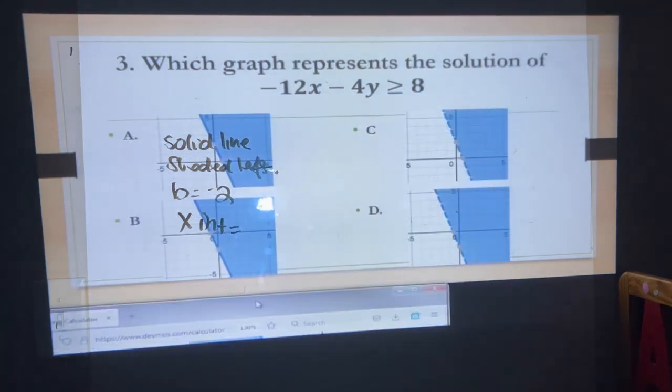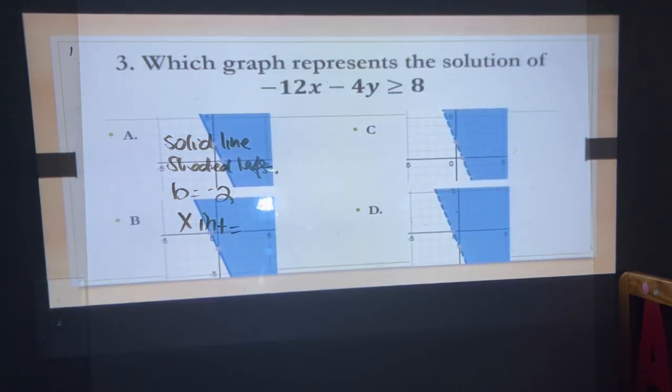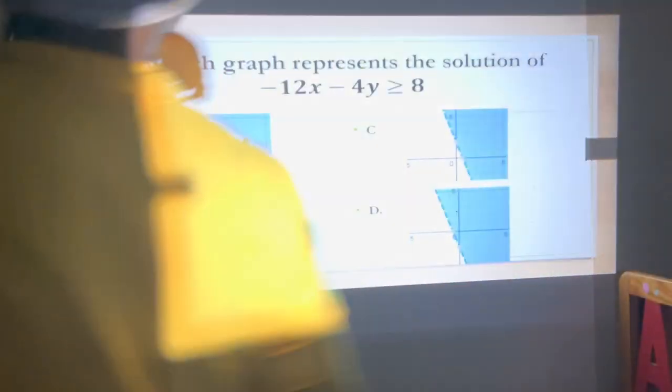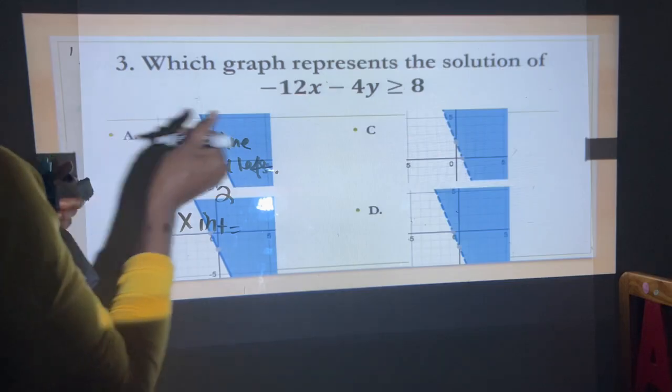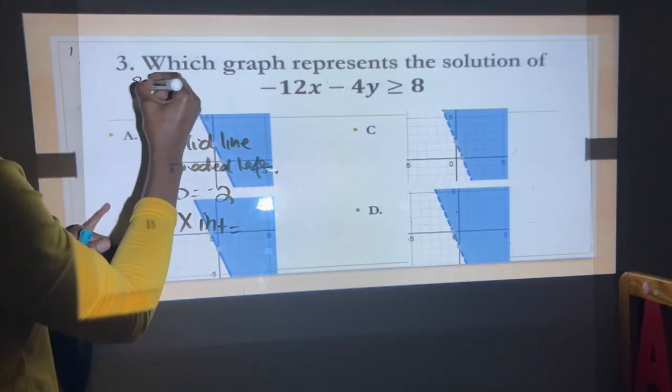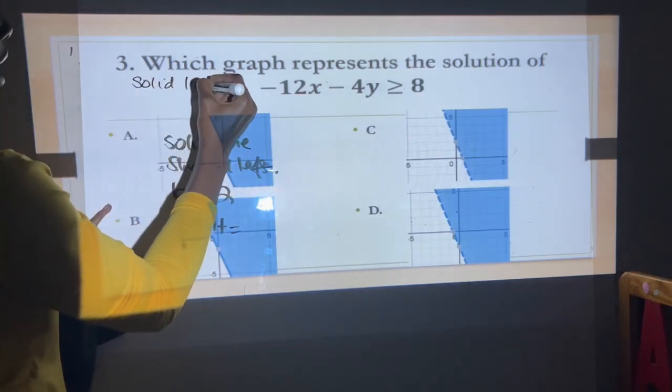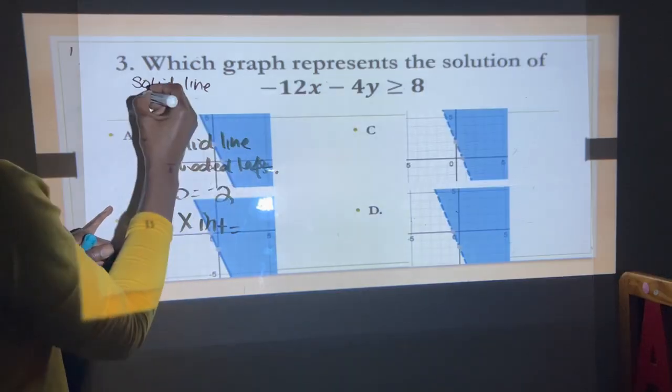Let's get this over here. All right, now, utilizing the information that we just pulled out of the graph. So we graphed our equation exactly as we see it. We know that we had a solid line, so our answer choice should have a solid line. It should be shaded.